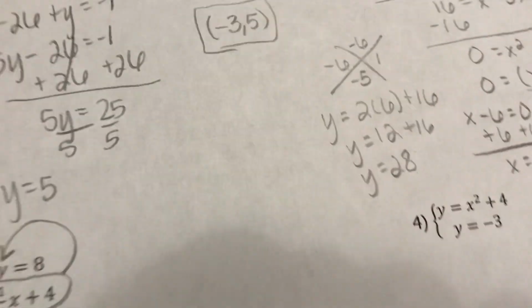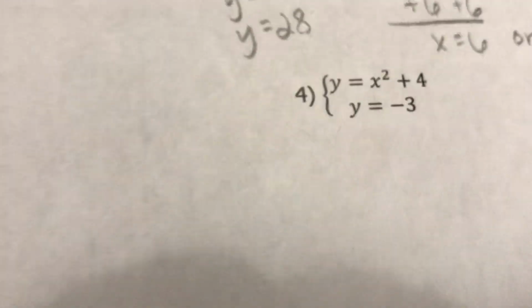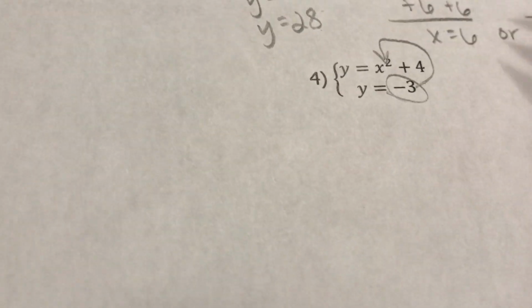Okay, all right, let's take a look at this one. Again, we have a quadratic this time with a line. But what's really nice about this one is y is just equal to -3. So we're going to plug a -3 in for y, not for x. Sorry.